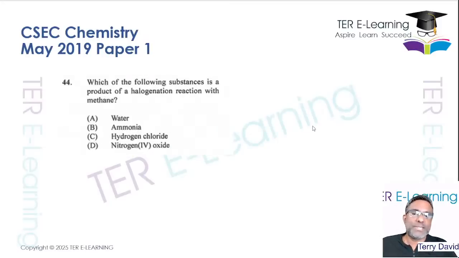Which of the following substances is a product of the halogenation of methane? What are they talking about here?